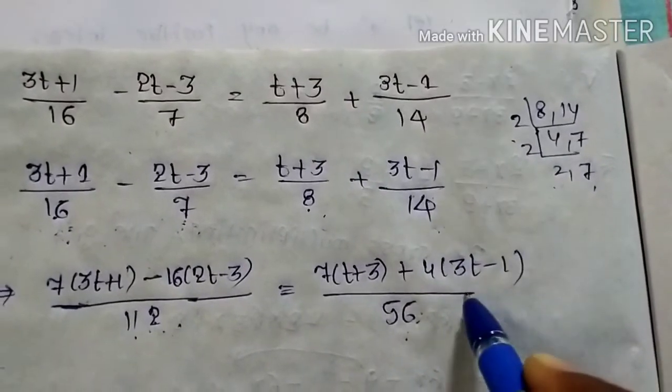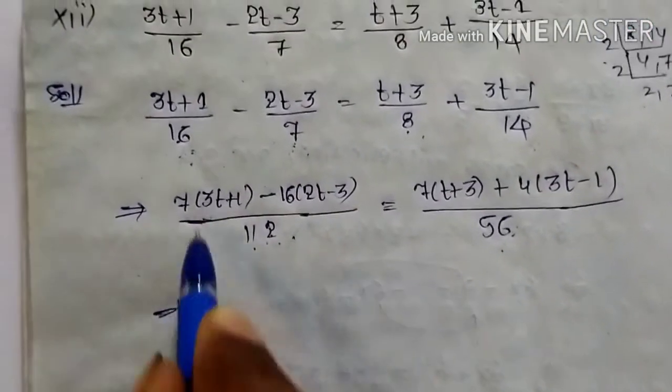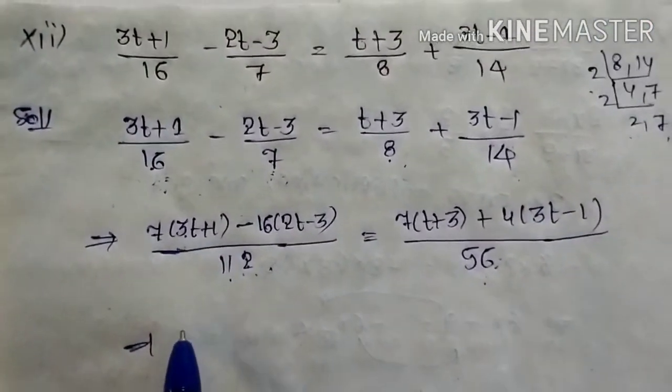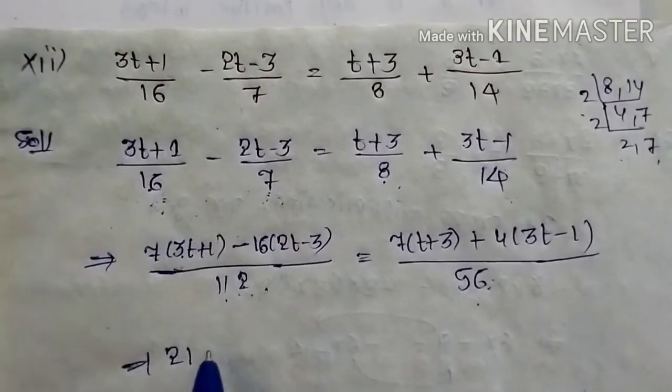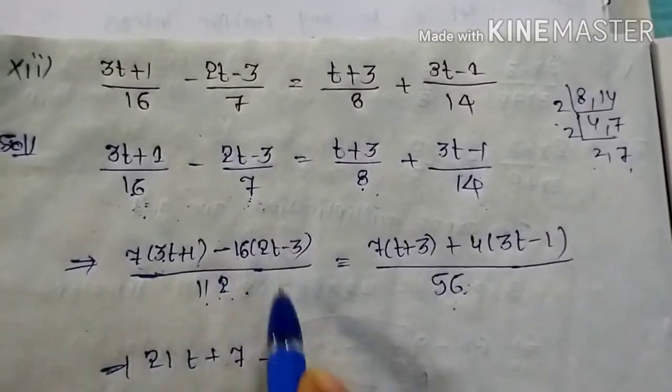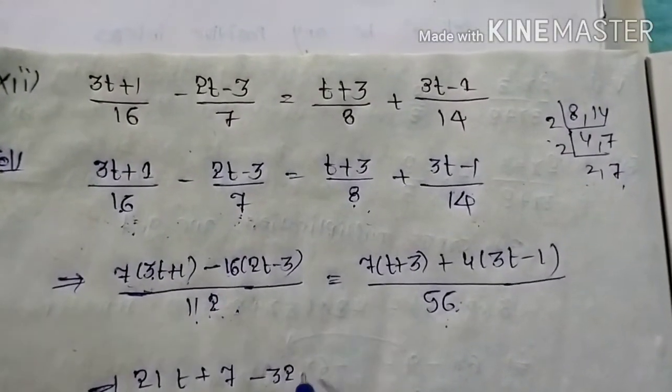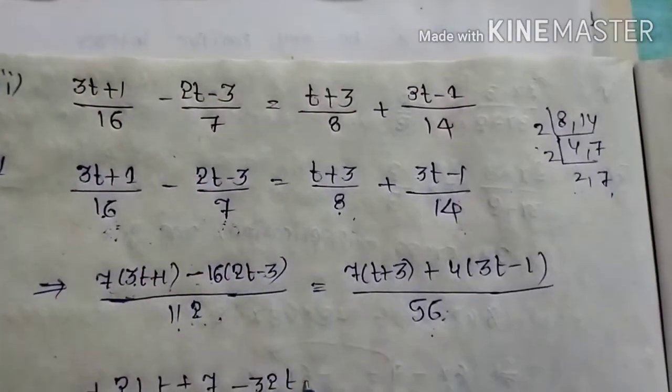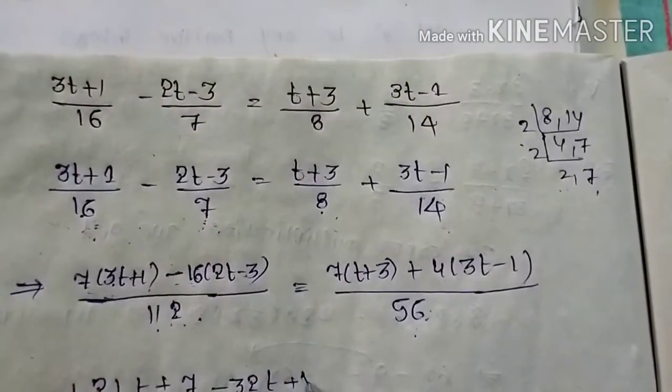(3t minus 1). And the next step you can see here 7 3s are how much? 7 3s are 21t plus 7 1s are 7, minus 16 2s are 32t, minus into minus plus, here 16 3s are how much?